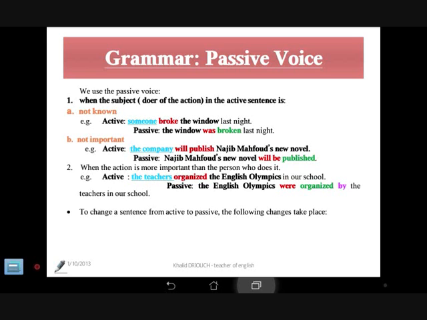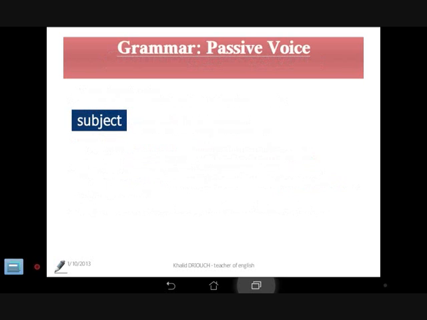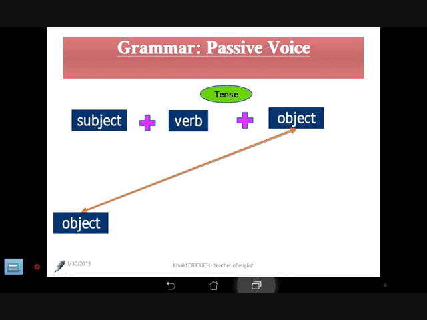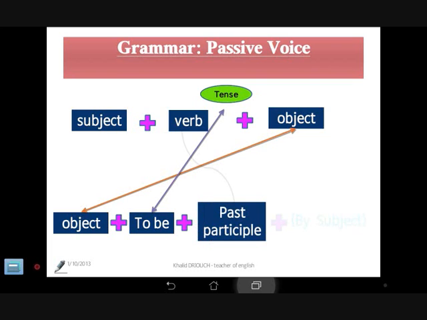So to change a sentence from active to passive, the following changes take place. Let's check that together. We always start from an active sentence. That means a subject plus a verb. The verb always has a tense. It can be present simple, past continuous, past perfect, future simple, future perfect, plus object. When we change the sentence to passive, we start with the object plus the verb to be, in the tense of the verb in the active sentence, and that verb changes to past participle. When the subject is known but not important, we can add by plus subject.